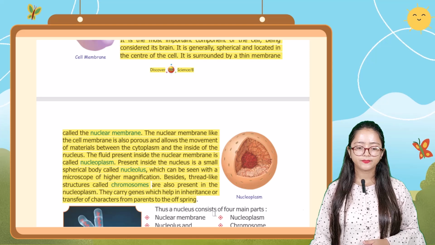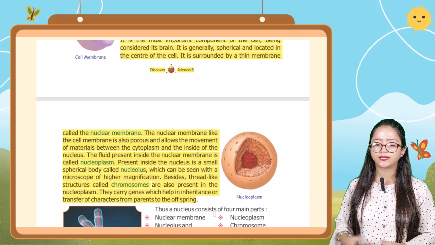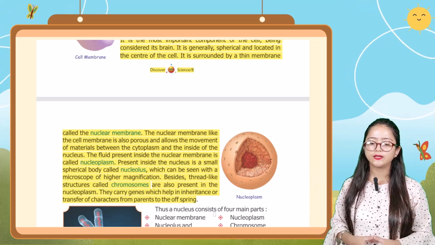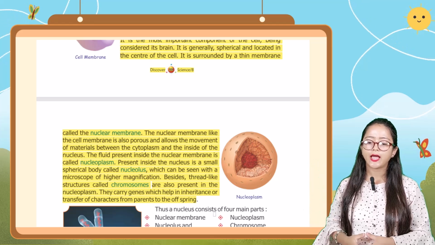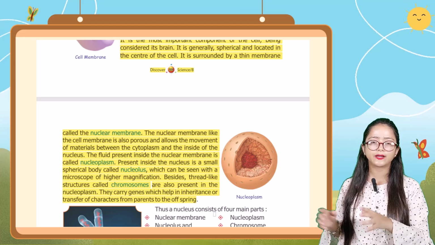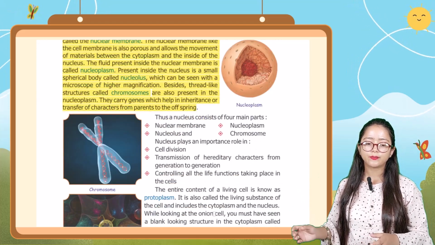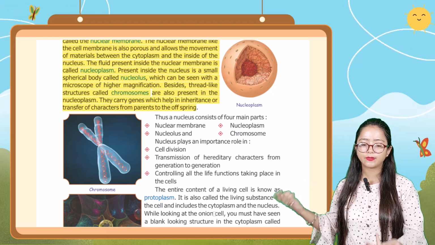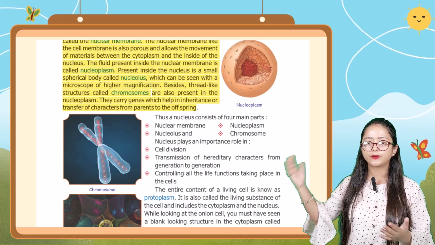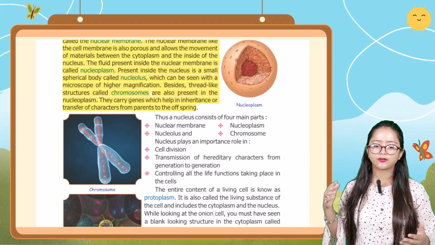So basically, this nucleus is the most important component of the cell, and it is also considered the brain of the cell, because it is the center part of the cell, and it is generally spherical and located in the center of the cell. It is surrounded by a thin membrane, that is the nuclear membrane, which protects this nucleus. The nuclear membrane acts like the cell membrane, and it is also porous and allows the movement of material to get in and get out, between the cytoplasm and inside of the nucleus.